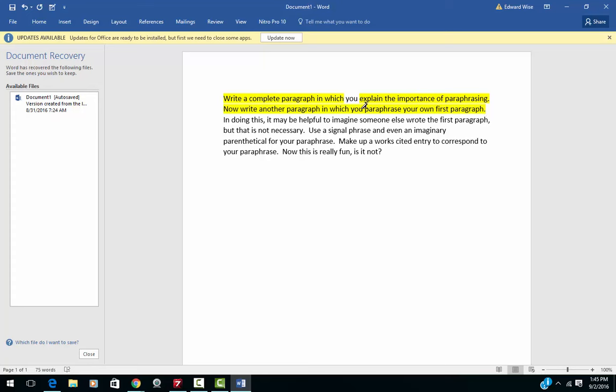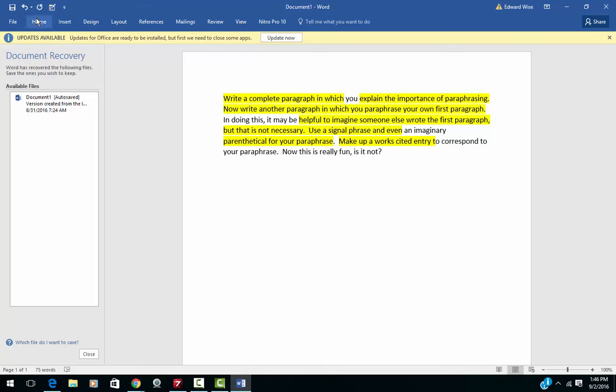So you might want to practice this, and you can borrow information, but remember, if you do, either paraphrase it and document it, or put it in quotes. Those same rules apply. Very, very important for a lot of reasons. Okay, so use a signal phrase, an imaginary parenthetical for your paraphrase, and even a works cited entry. This is all imaginary because you're really paraphrasing yourself.